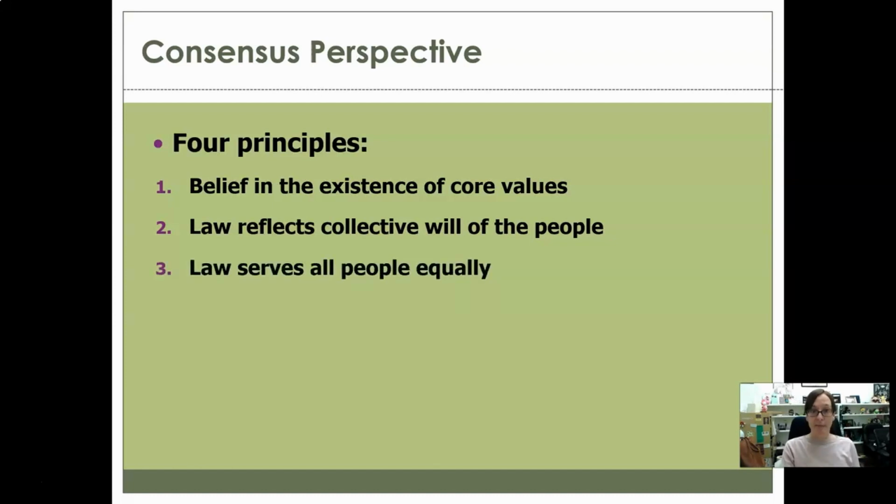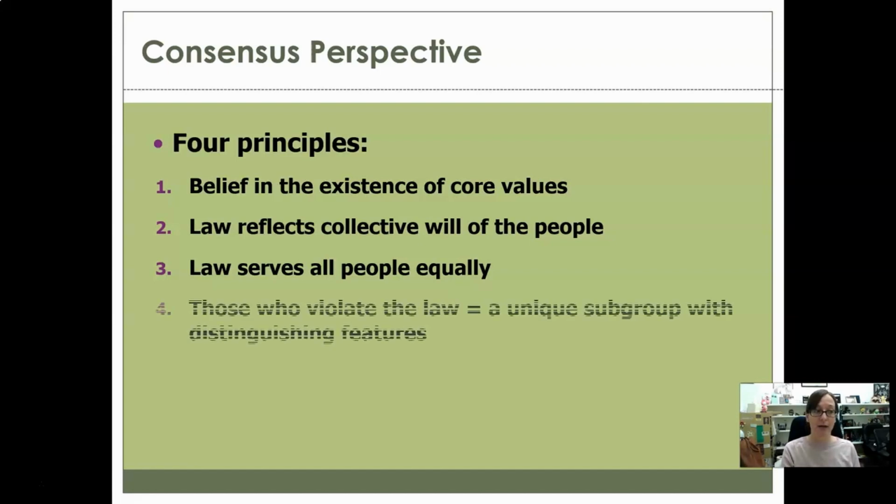Another big assumption of the consensus perspective is that the law serves everybody equally. If we are all in agreement about what's right and what's wrong, and we all agree about the laws, then if somebody breaks the laws, we should all be in agreement that that needs to be dealt with and how that needs to be dealt with. From this perspective, the law is serving everybody the same way.